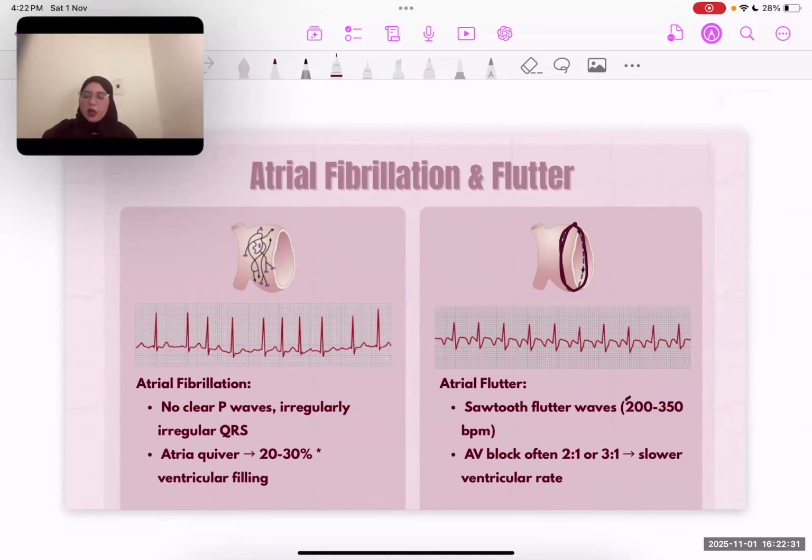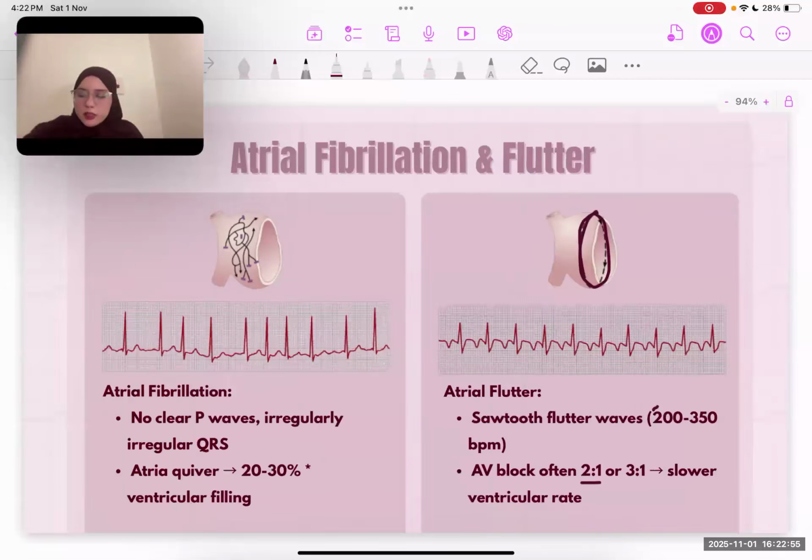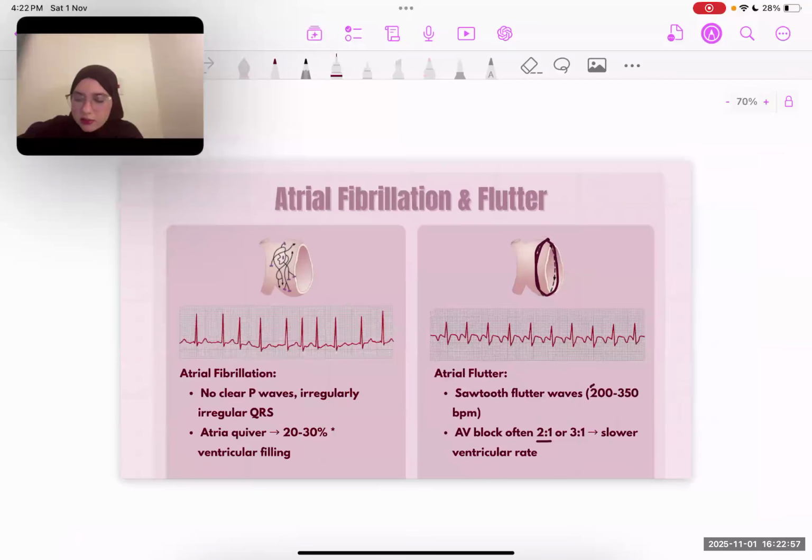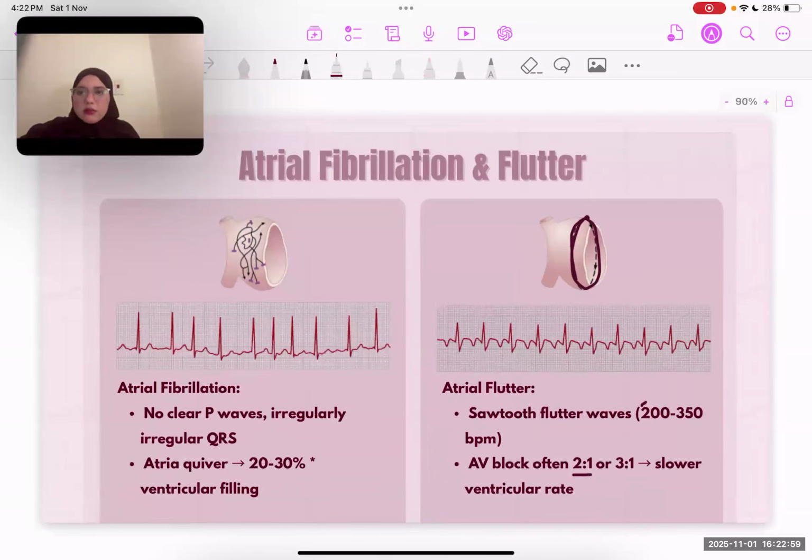And AV block is going to happen. You know how the atria are before the ventricle? It's not going to allow all of them to go to the ventricle. So let's say two of them come, the atrioventricular node is only going to allow one of them to go. So the ventricles are only going to be affected by one of the flutters. Sometimes it could be three come and it only allows one to go. So the ventricular rate will get slower. Is that clear, everyone?